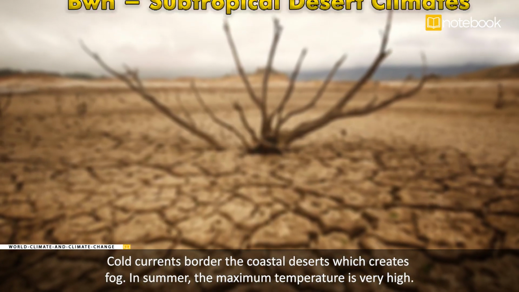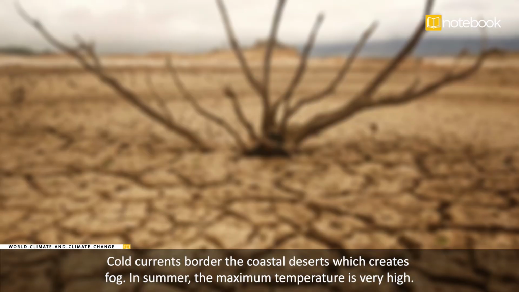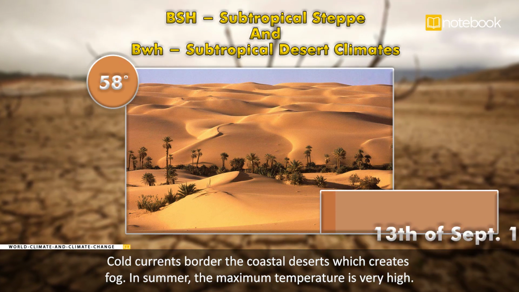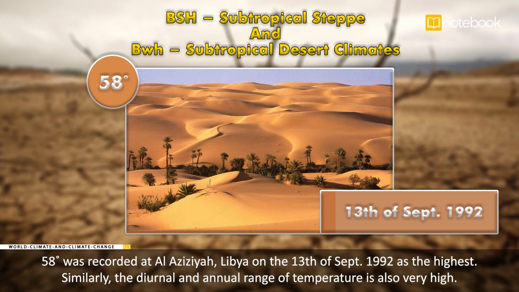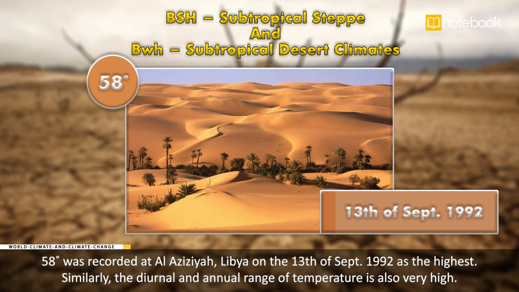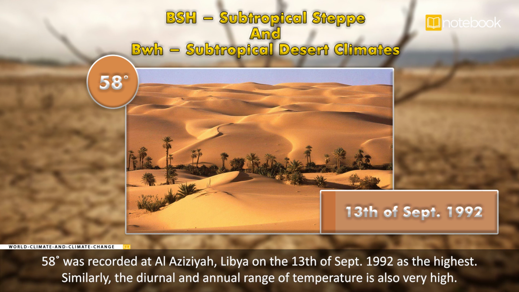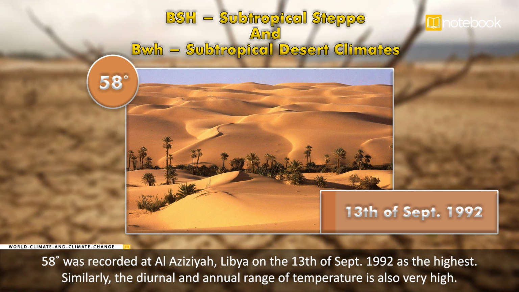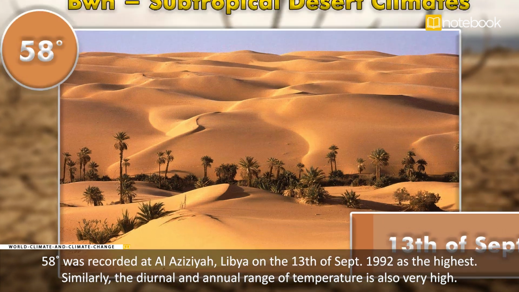Cold currents border the coastal deserts, which creates fog. In summer, the maximum temperature is very high. 58 degrees was recorded at Al-Azizia, Libya on the 13th of September 1992 as the highest. Similarly, the diurnal and annual range of temperature is also very high.